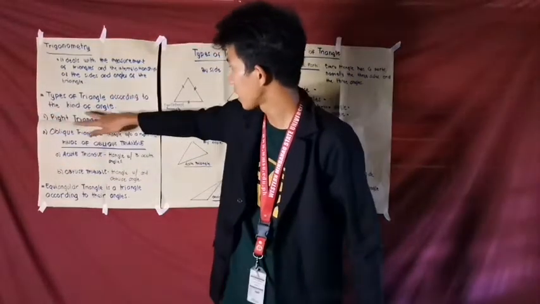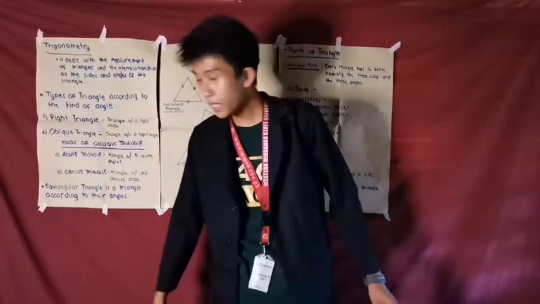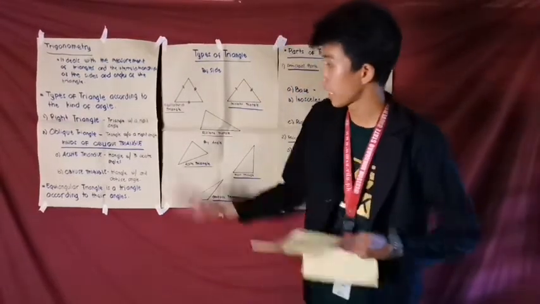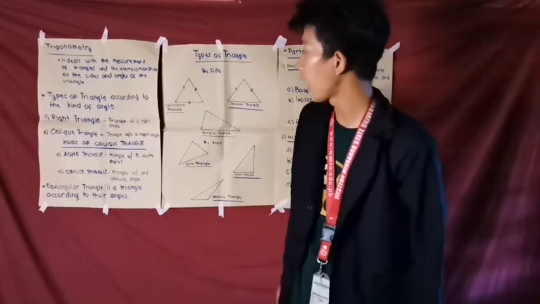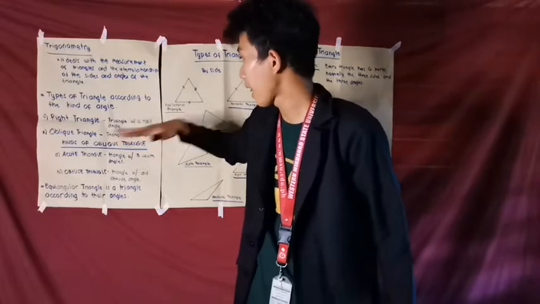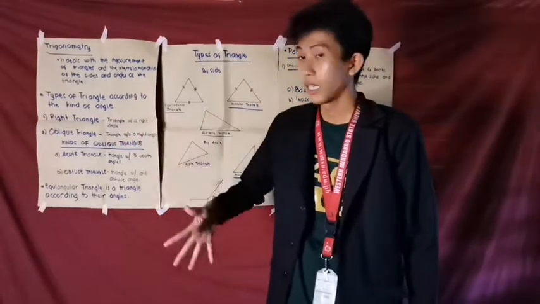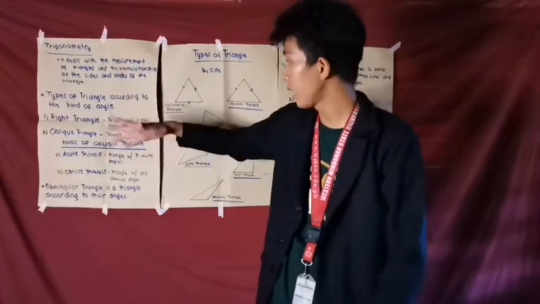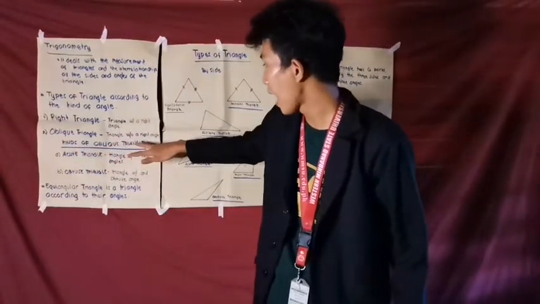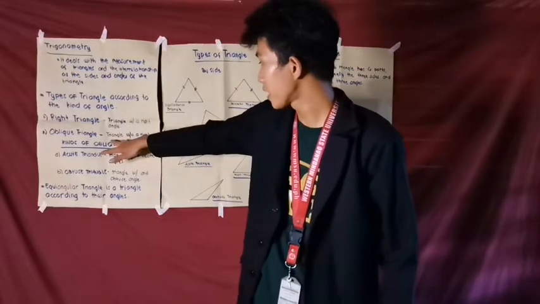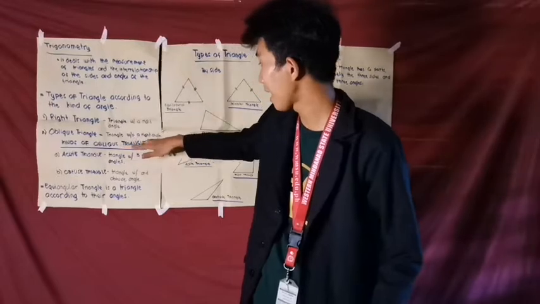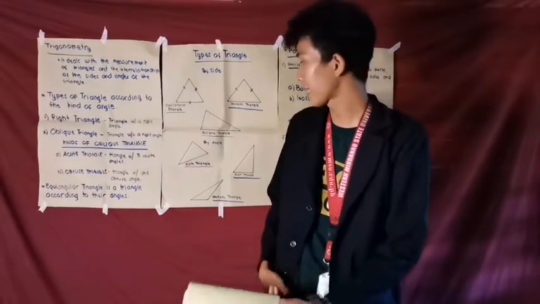So, types of triangles according to the kind of angle. First, we have the right triangle. The right triangle is a triangle with a right angle. The oblique triangle is a triangle without a right angle. So, there is no right angle.